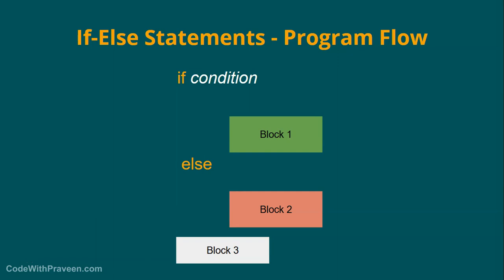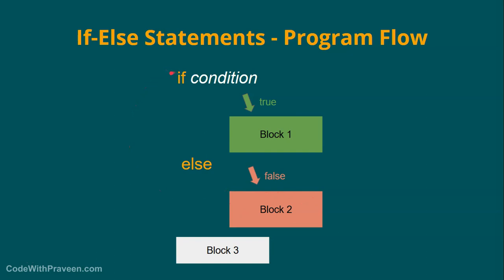That is the very purpose of these if-else statements. The program flow is quite simple. So we have a condition which is being checked. If this condition is true, then this block should get executed. If suppose this condition fails, we then want this block to be executed. This is just a simple program flow in case of if-else.